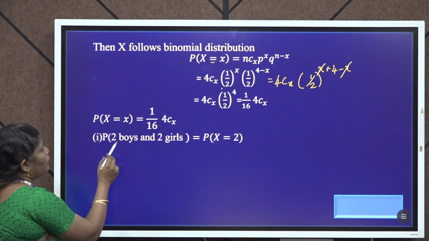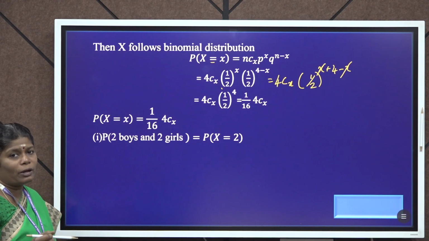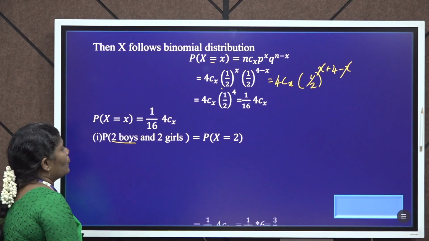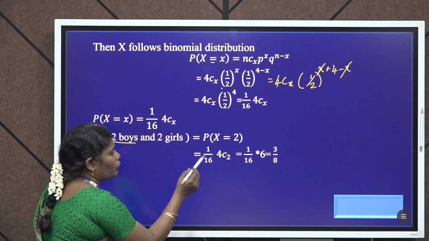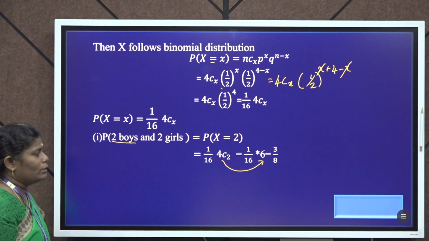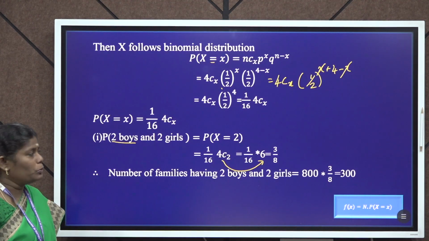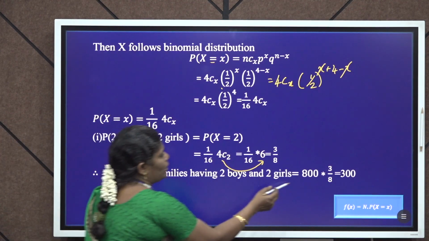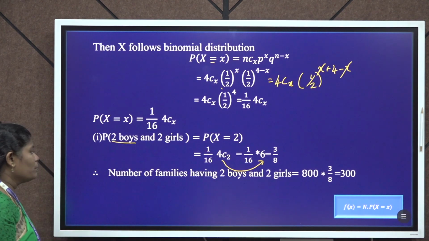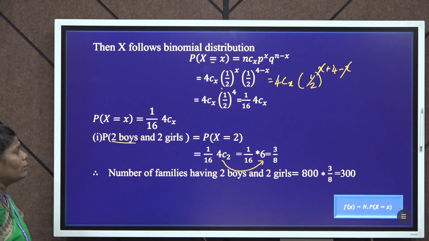First one, probability of 2 boys and 2 girls. Capital X, assume the number of successes is the number of boys. So, capital X equal to 2. 1/16 into 4C2. 4C2 value is 6. This is equal to 3/8. Since E(X) equal to capital N into the probability value, multiplying 800 into 3/8 equal to 300. Therefore, the number of families with 2 boys and 2 girls equal to 300.